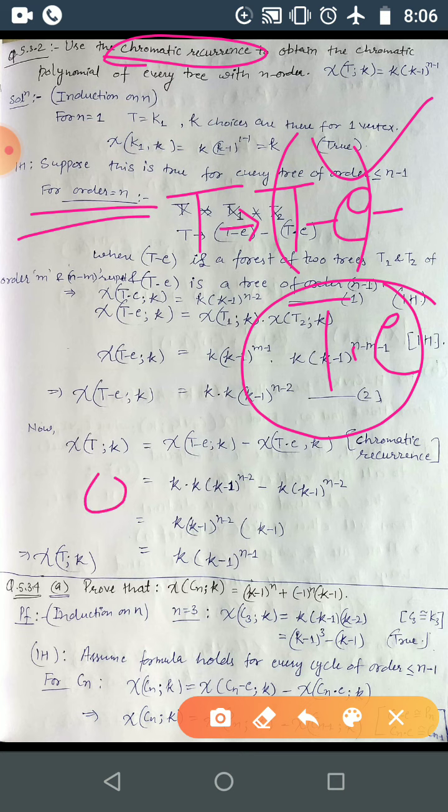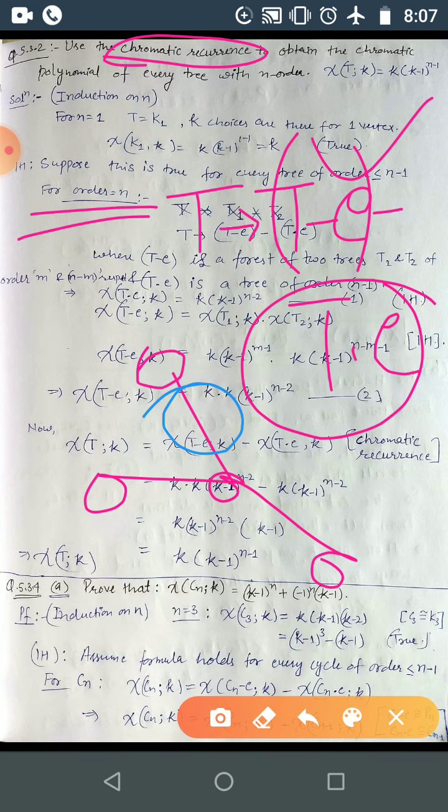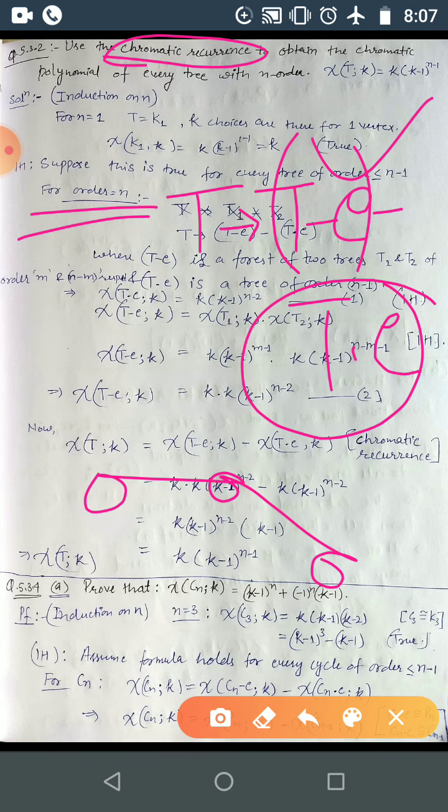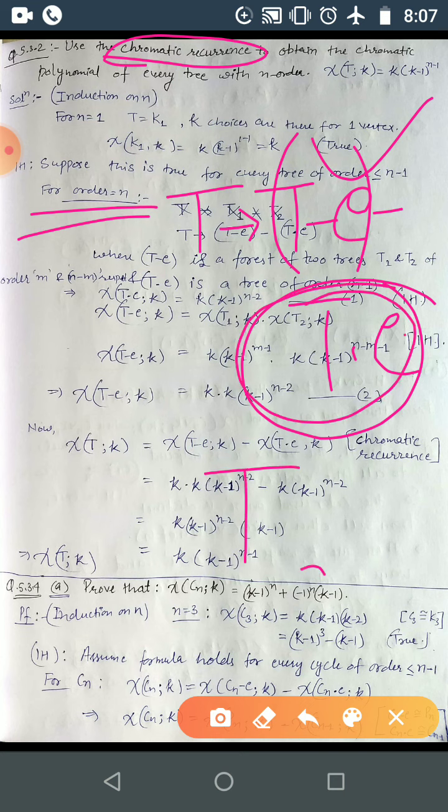Correct. So whenever you are contracting this edge, these two vertices will become the same vertex. So again you are getting a tree, but the order will be n minus 1, because that vertex is getting contracted to the middle one. So in general also, T dot e, that is T contracted e, will be a tree of order n minus 1. So here we can use the induction hypothesis.